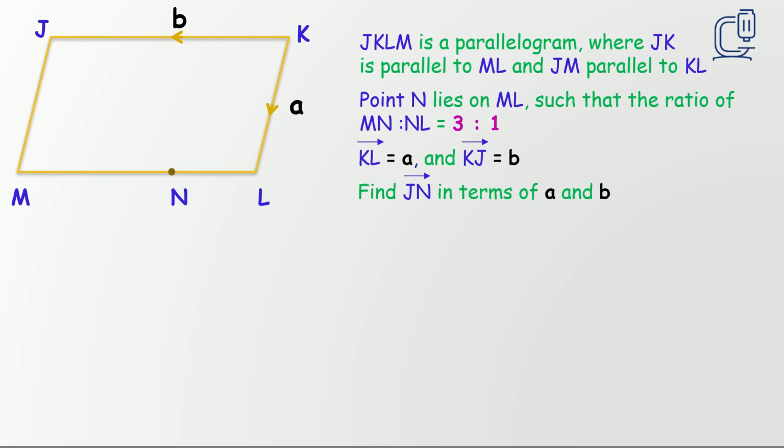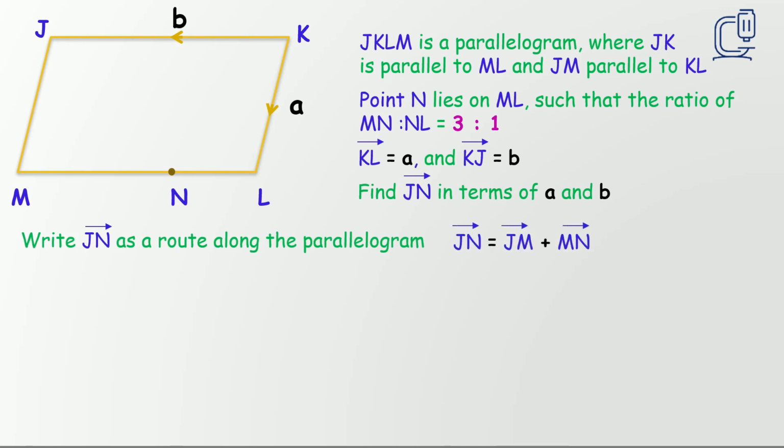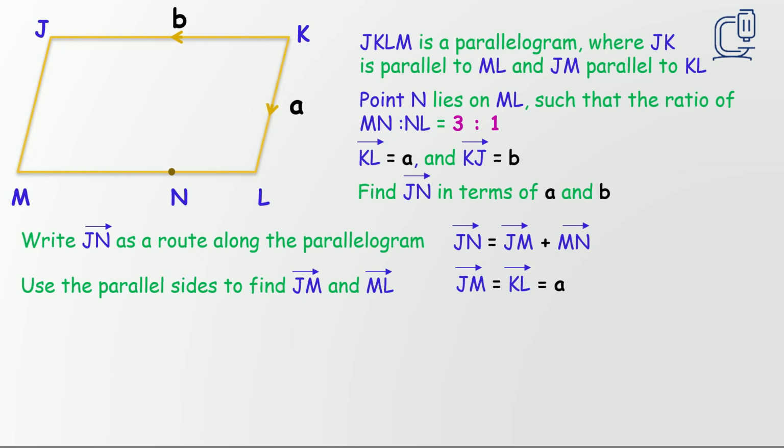So the first step is to write JN as a route along the parallelogram. So we have JN is equal to JM plus MN. We now use the parallel sides to find JM and ML. Since JM is parallel to KL, we can say that JM is equal to KL, which is equal to A. ML is parallel to JK, which is equal to minus B. It's minus B because the direction of the arrow goes from KJ, and we are going in the opposite direction from M to L.